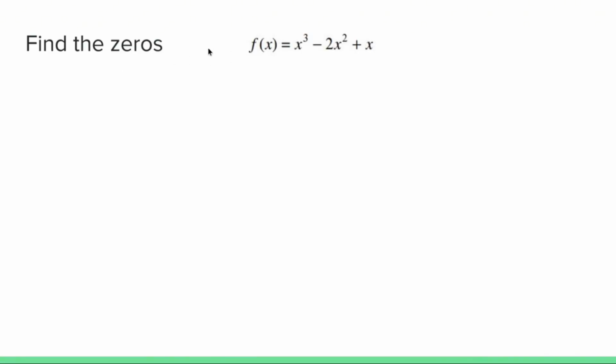Find the zeros. Well, whenever you're asked to find the zeros, that means you set f of x equal to 0 and go from there. Now, whenever you have a polynomial, what you really need to do is factor. Factor could mean two things here.